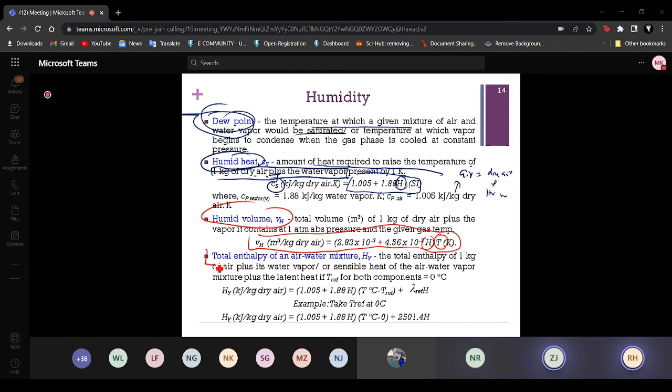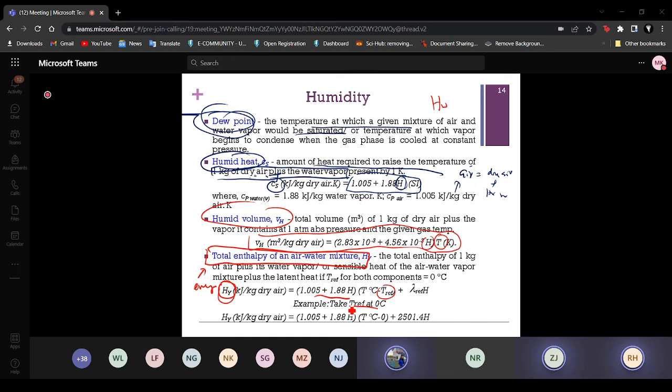And then you can also calculate the enthalpy. Okay, enthalpy of the air-water mixture, because you need it in the energy balance later on. They use the symbol HY. Okay, this is different from HW, H at wet bulb temperature. And this is the HY, enthalpy. So this equation: 1.005 plus 1.8 humidity, times temperature minus T reference, plus latent heat at reference times humidity.